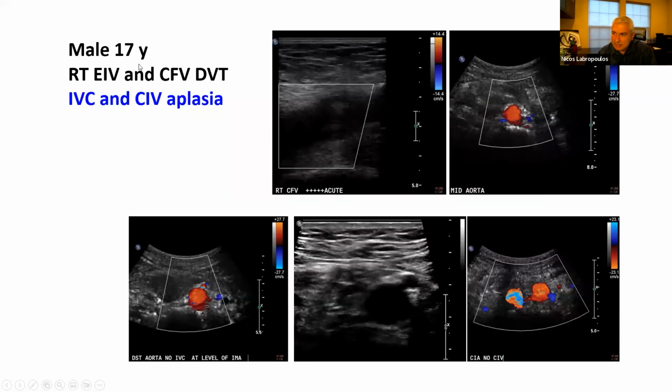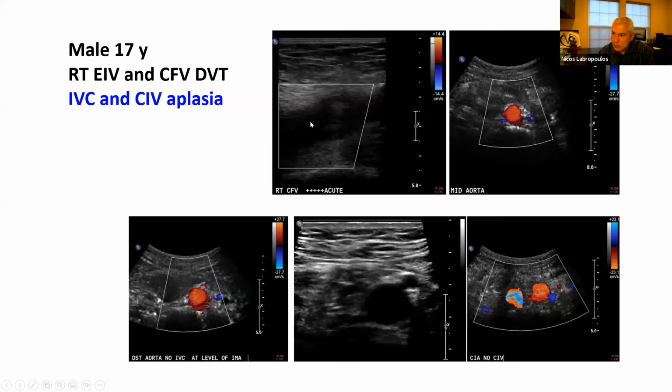This is a male patient, 17 years old, with right external iliac and common femoral vein DVT, who had IVC and common iliac vein hypoplasia. That's very rare because the patient was born without an IVC and without iliac veins. You see here on the ultrasound nicely the aorta. This is the IMA, typically at the 1 o'clock position, and there is no IVC next to it. You see on black and white the IMA, and no IVC. You see here the mid aorta higher up, just below the renal, there is no IVC. And you see the two iliac arteries, there are no iliac veins.